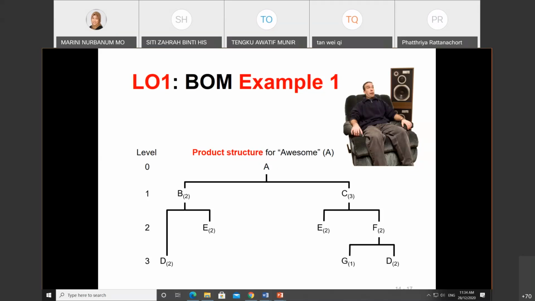have to identify. For level 2, E, you have to refer to the parent, which is B. On the left side, E. On the right side, E, you have to refer to the parent, which is C. Refer to the parent of F, which is C also. Okay. So now, level 2, E.